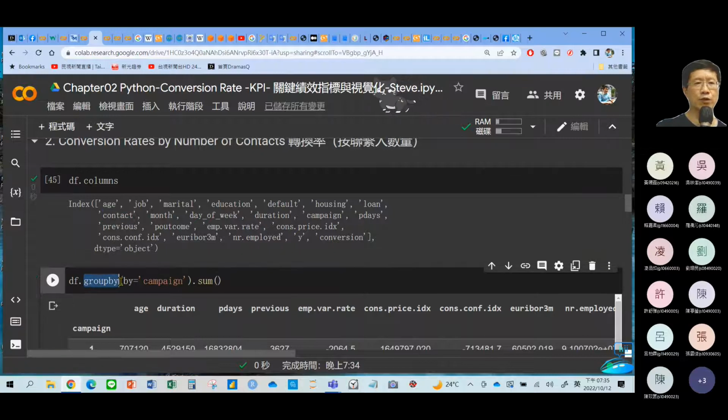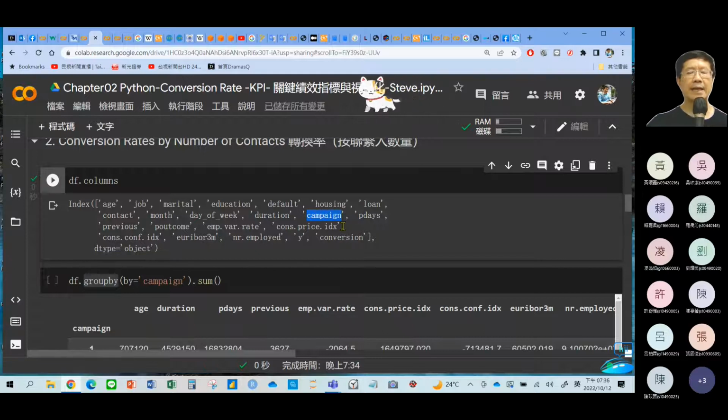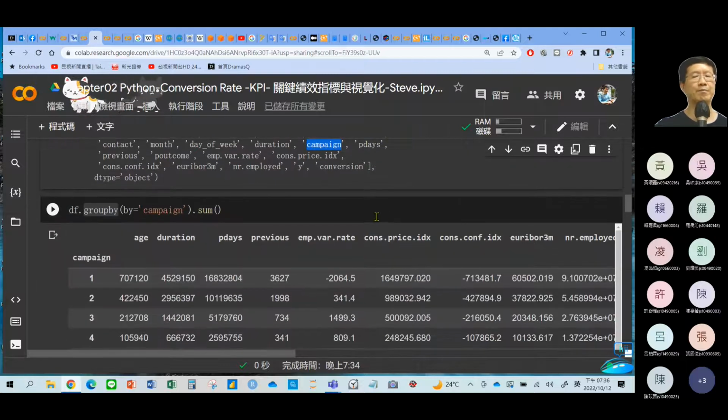Okay, so let me introduce one of the functions, group by. What is group by? 小记 Group by category variables, 名目型的变数 so we can use group by. Okay, so there is a variable called campaign. So how many marketing campaigns have these customers been called in? 就是他之前有经过多少次的这个活动 campaign.